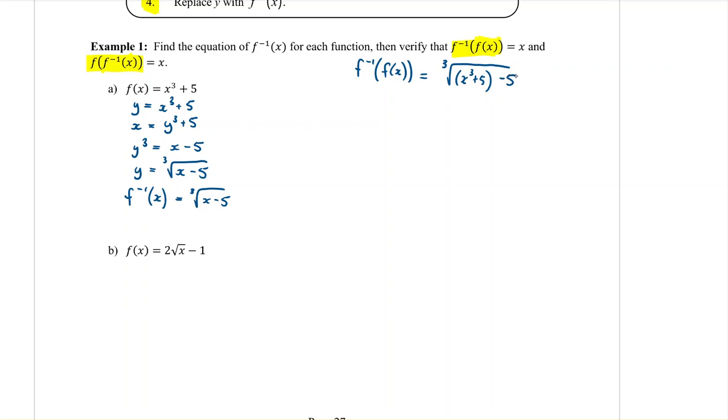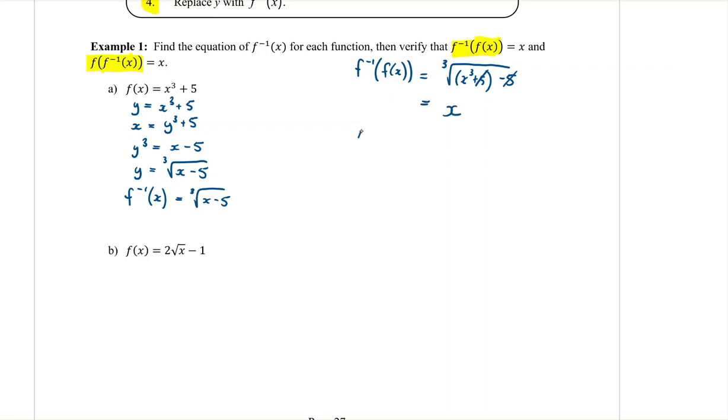Now, I don't actually need those brackets there. I was just putting them in there to show you that that part is the f of x that I'm subbing in. But I do have a plus 5 and a minus 5 that are going to cancel out there. And then I have a cubed root of x cubed. What does that make? Just x, as expected.